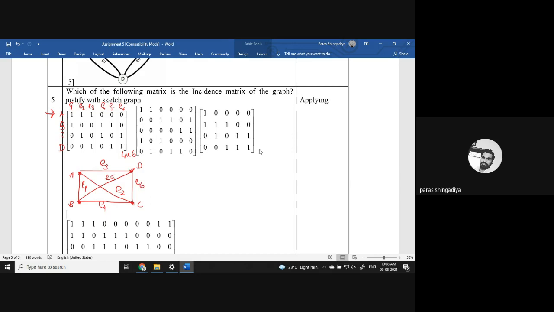Any confusion in any step? Any doubt to anyone? Okay. Now draw the second graph. First check it is an incidence matrix, as each and every column here contains two 1s. Clear? So it is clearly an incidence matrix. And now draw its graph.